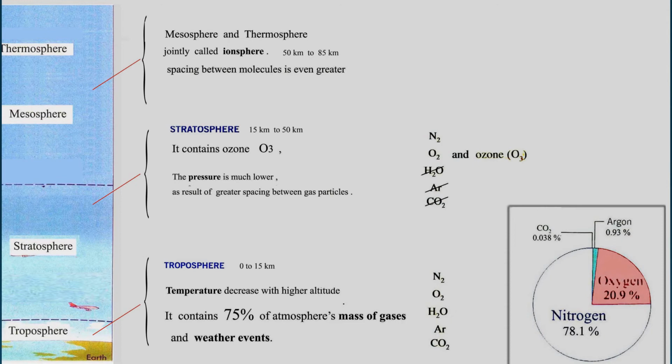Mesosphere and thermosphere are jointly called the ionosphere. And the gas particles in it are even wider apart. Why do they call it the ionosphere? Because once you are up at this level, you are subject to very, very strong radiation. And you don't see atoms as molecules anymore. You don't see molecules like O2, N2, but rather you will see ions, single atoms, or free electrons. And all the gases are even further and further apart.